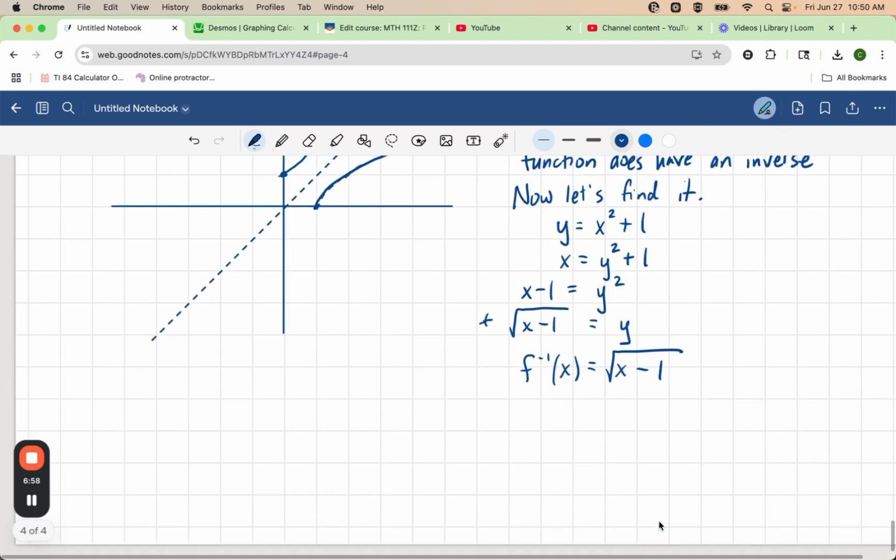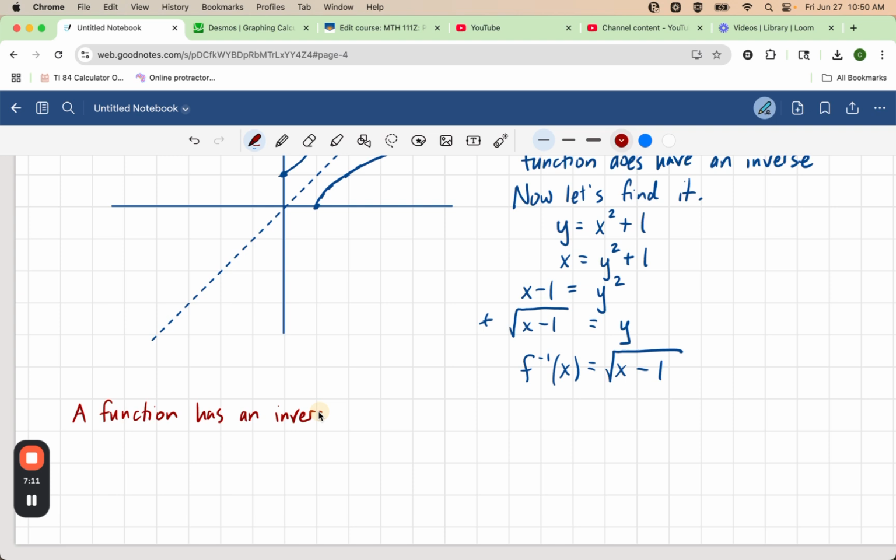All righty, so just for a reminder, let's write down when a function has an inverse. A function has an inverse if it is one-to-one. All right. So one-to-one means for every x, there's exactly one y. And for every y, there's exactly one x.